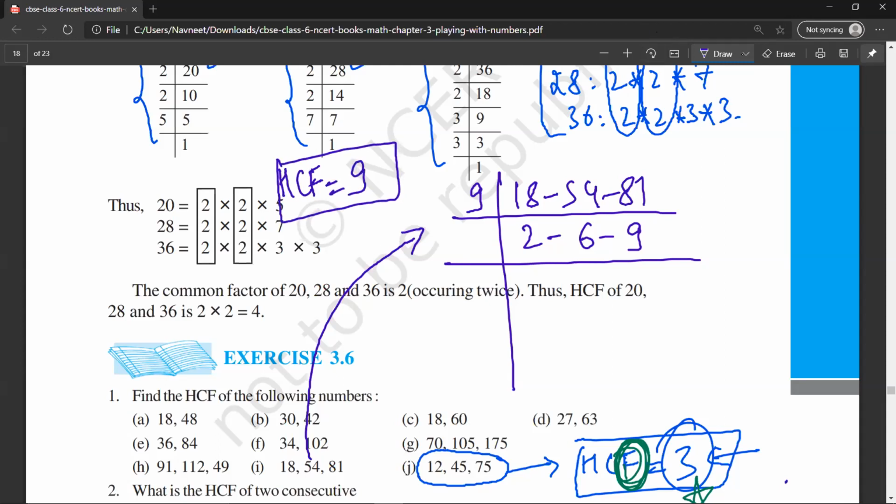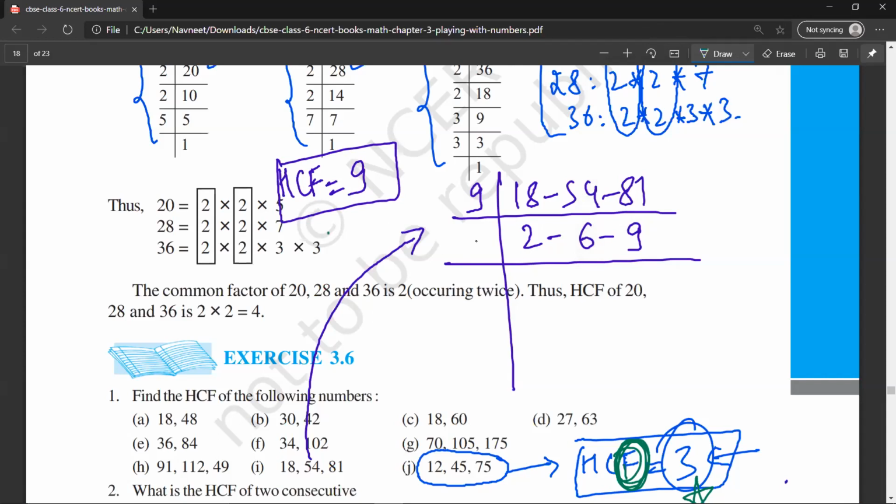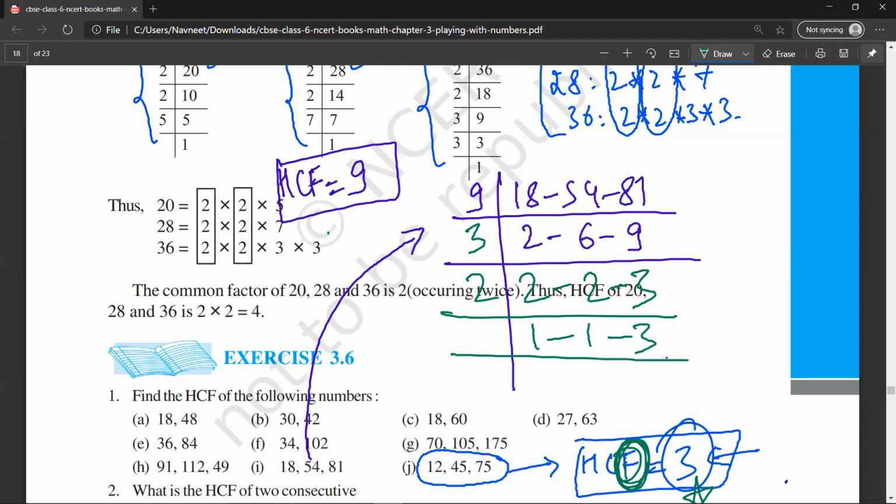9. But if I had to find the LCM, my process will continue. Then what is the next number I should take? Sir, 3. So 3. What is the next number I take? Sir, 2. What is the next number I take? 3. So my LCM would be 9 into 3 into 2 into 3. Yes, sir.